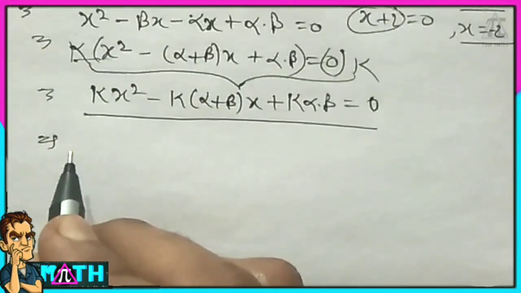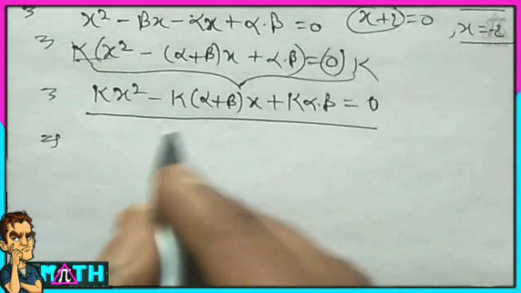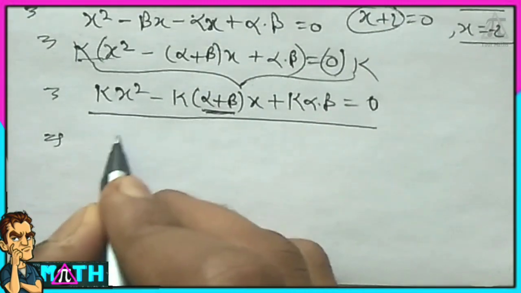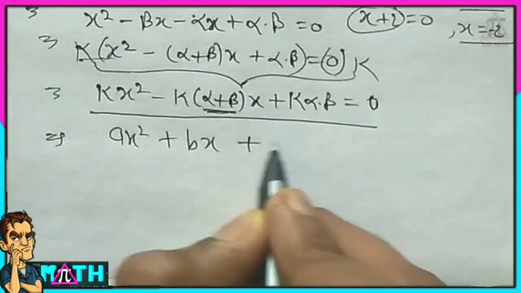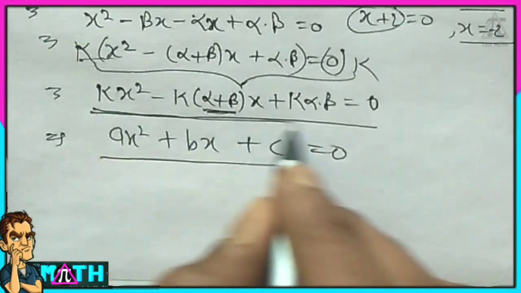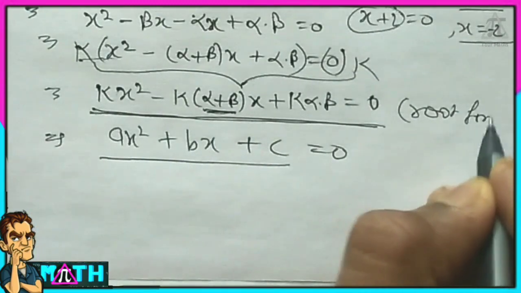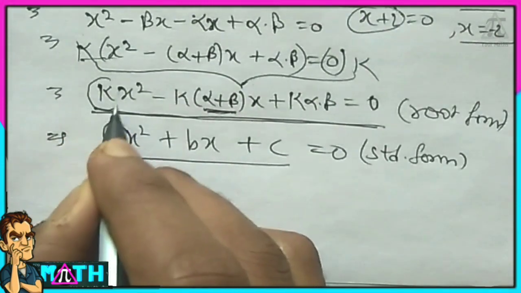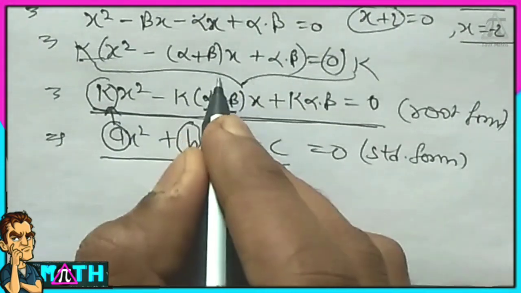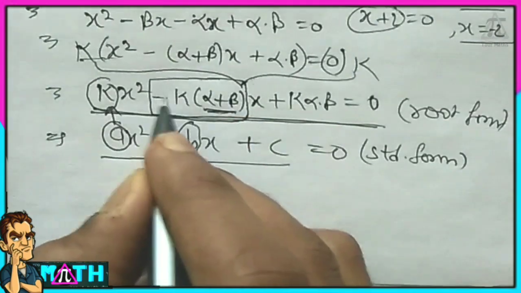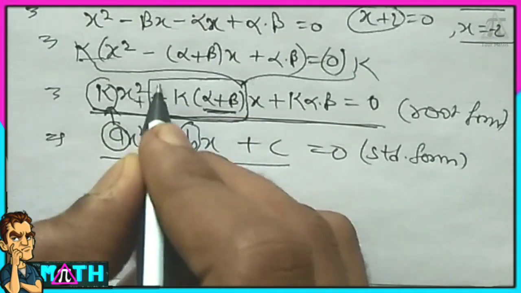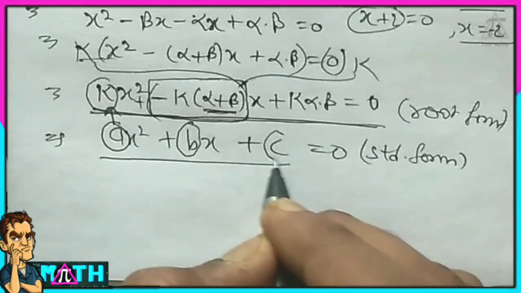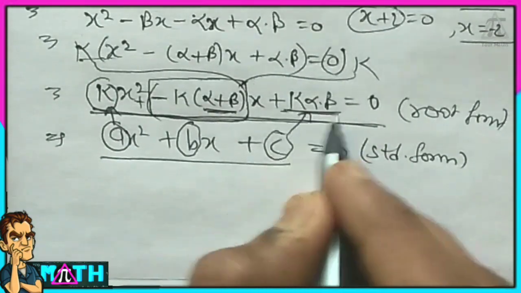Let's start. First of all, what we need is alpha plus beta. So first of all, compare with the standard form of quadratic equation, ax square plus bx plus c is equal to 0. This is the root form of quadratic equation, and this is the standard form of quadratic equation. Now compare both equations, as both are the same. So a is k here, and b is minus k (alpha plus beta) here, as the plus is outside, so this is the actual b, and c is k alpha into beta.